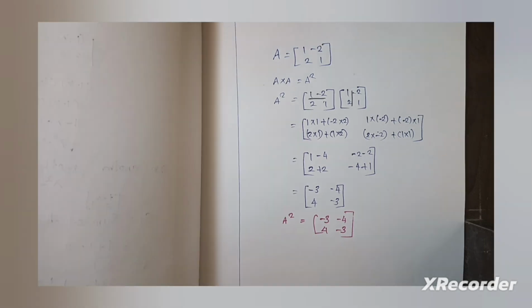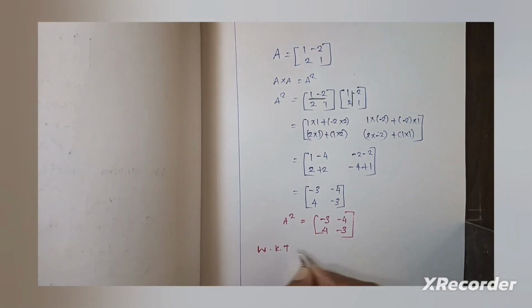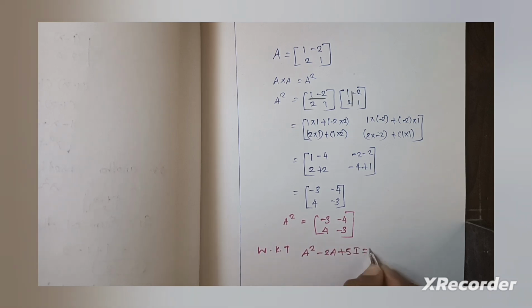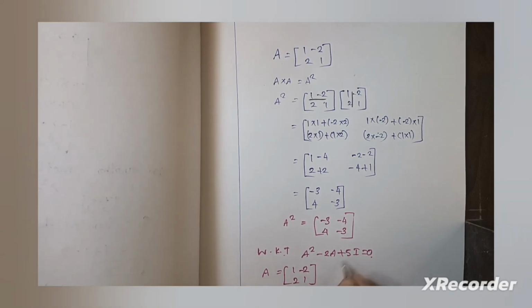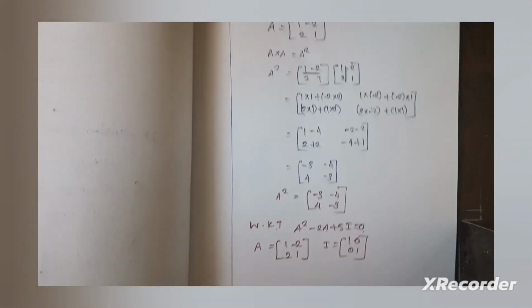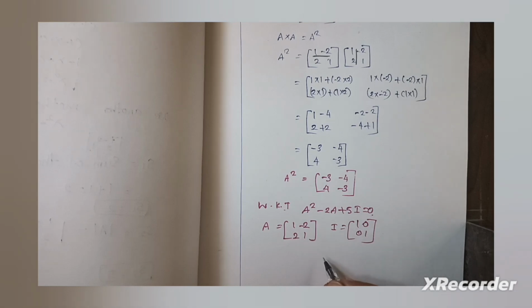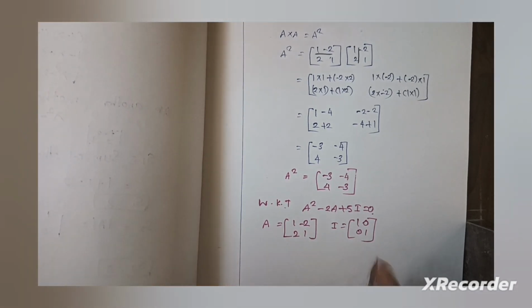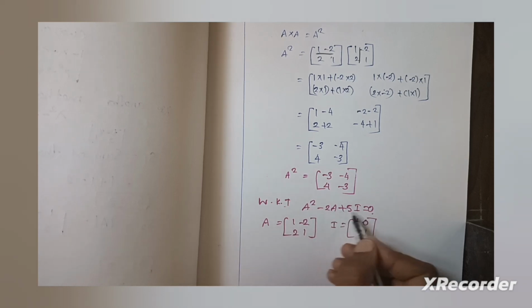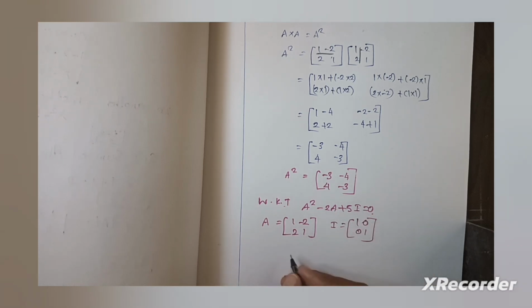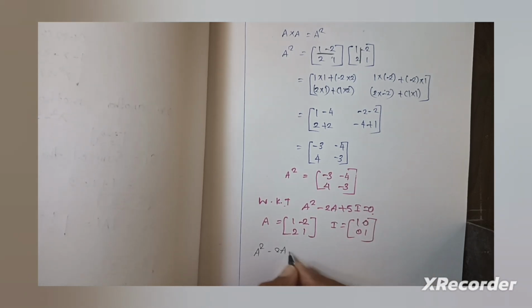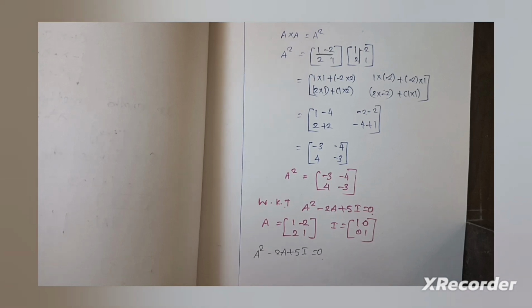We know that A squared minus 2A plus 5I equals 0. We already know that A equals 1, minus 2, 2, 1, and I equals 1, 0, 0, 1. Substituting in this equation, we get 0 by using the Cayley-Hamilton theorem. We have to prove A squared minus 2A plus 5I equals 0. Now we substitute A squared, and now we can substitute A and I.